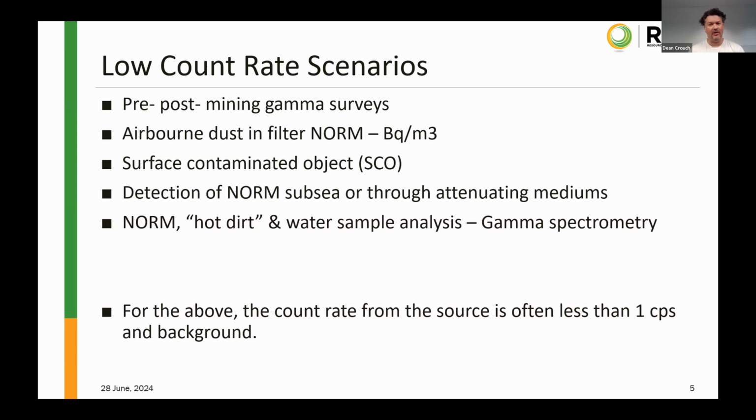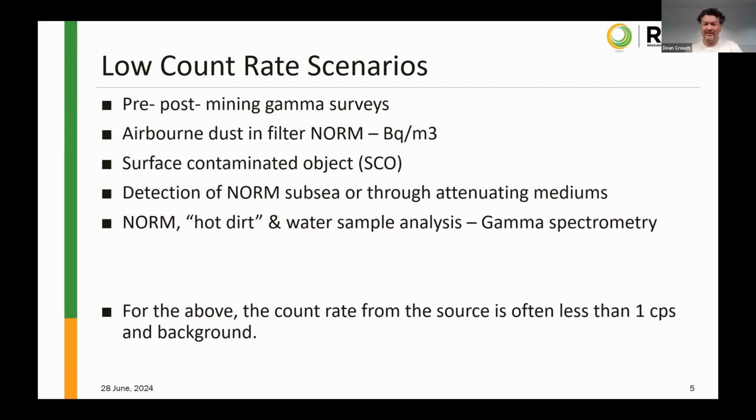Surface contaminated objects, we've got a whole series of slides on this one coming up, because that is, again, hotly debated. At what point do you define something as contaminated? And there are guides on that in the transport regs, but then can you effectively measure at that level? Detection of NORM, subsea, or through attenuating mediums. So you've got a client, you might be the client, oil and gas, NORM inside your assets, and you want to determine how much is there, and is it safe to work with this material? Is it safe to bring it up? Is it safe for workers to be around it?